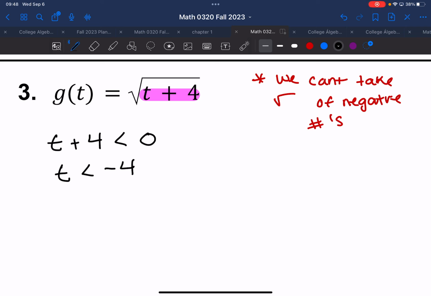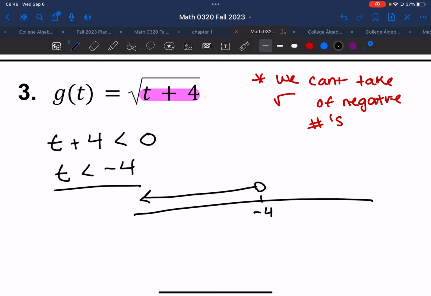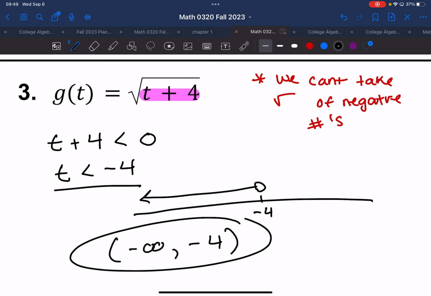How would we write t is less than negative 4 in a domain? So think back to when we learned about interval notation. How would we write this as interval notation? Would it be easier if we just drew a number line? Okay, on our number line, we put our negative 4. Are we going to have an open dot or a closed dot? Open. In which direction is it going to go? To the left. How do we turn that into interval notation? Negative infinity, bracket, or no, parentheses. Parentheses, negative infinity, negative 4, parenthesis. That is our domain.